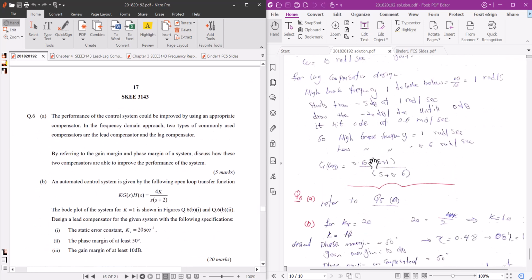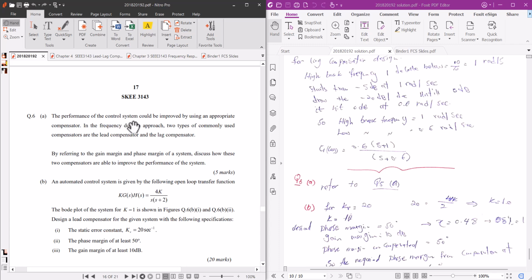The performance of the control system could be improved by using an appropriate compensator in the frequency domain approach. Two types of commonly used compensators are the lead compensator and lag compensator. This is again a theory question. Lead compensator is used for the transient response improvement. Lag compensator is used for the steady state response improvement. And if you combine both, both targets are achieved, and it will become a lead-lag compensator or a PID controller, right? So refer to question 5, same question.